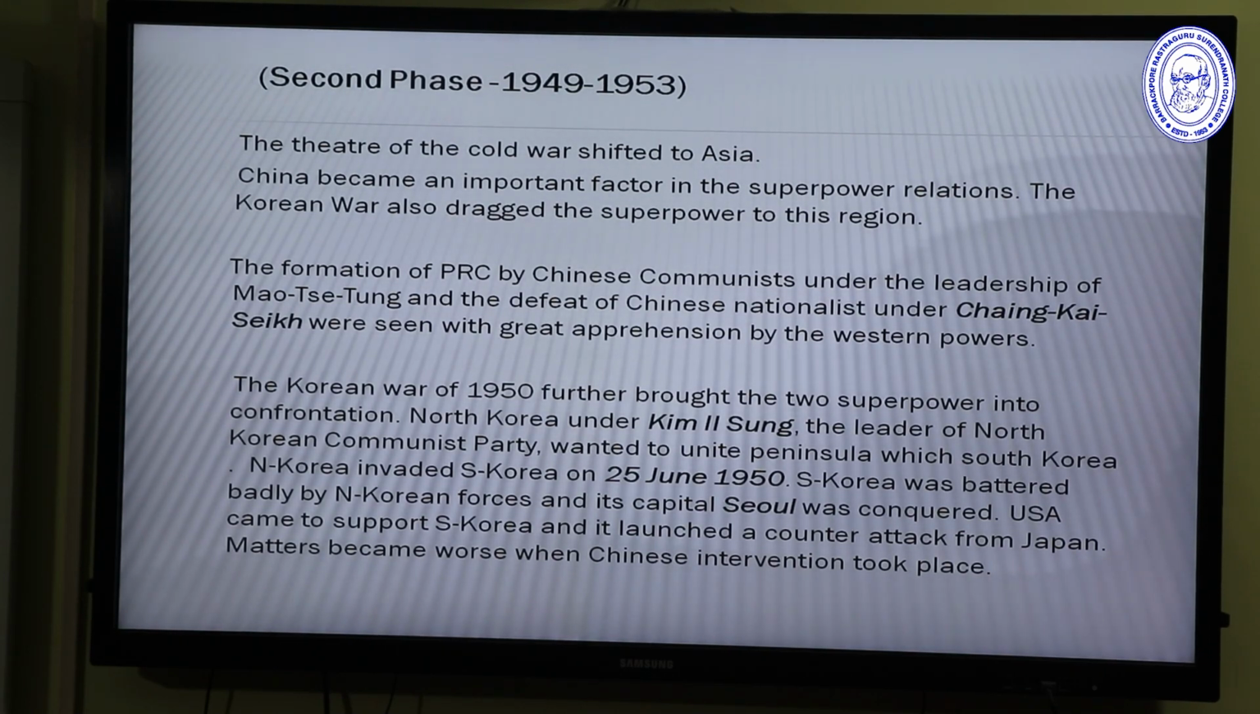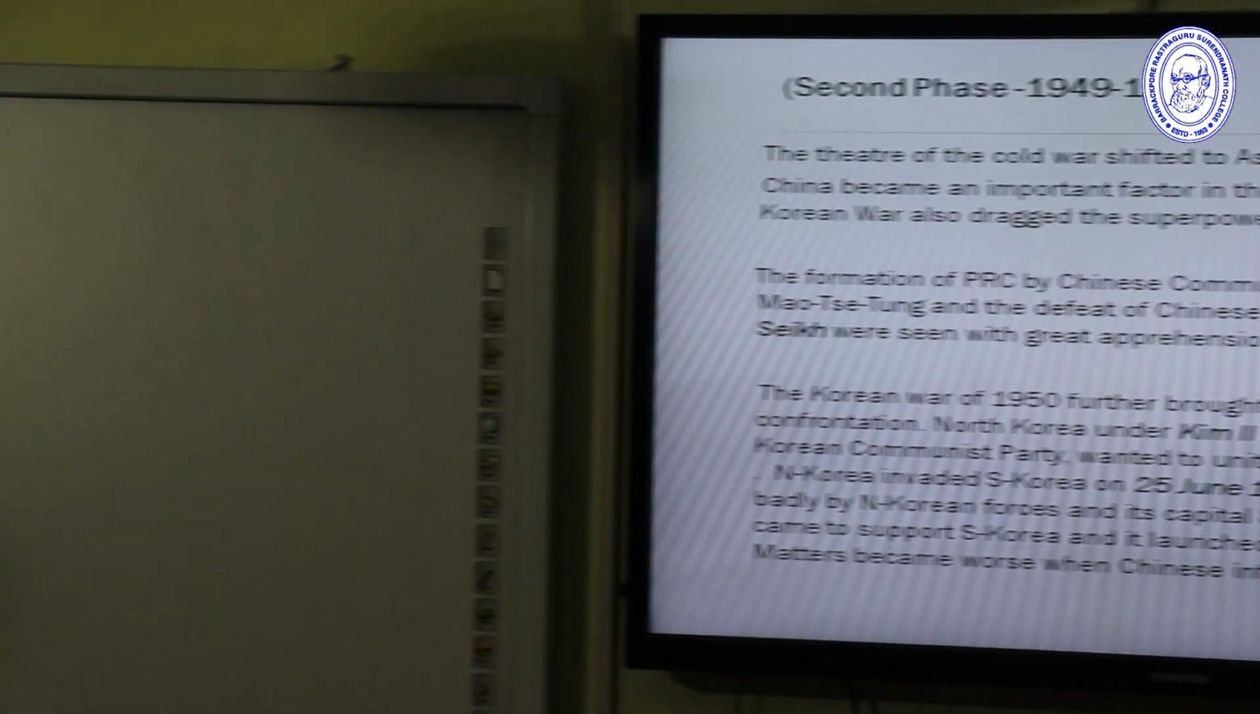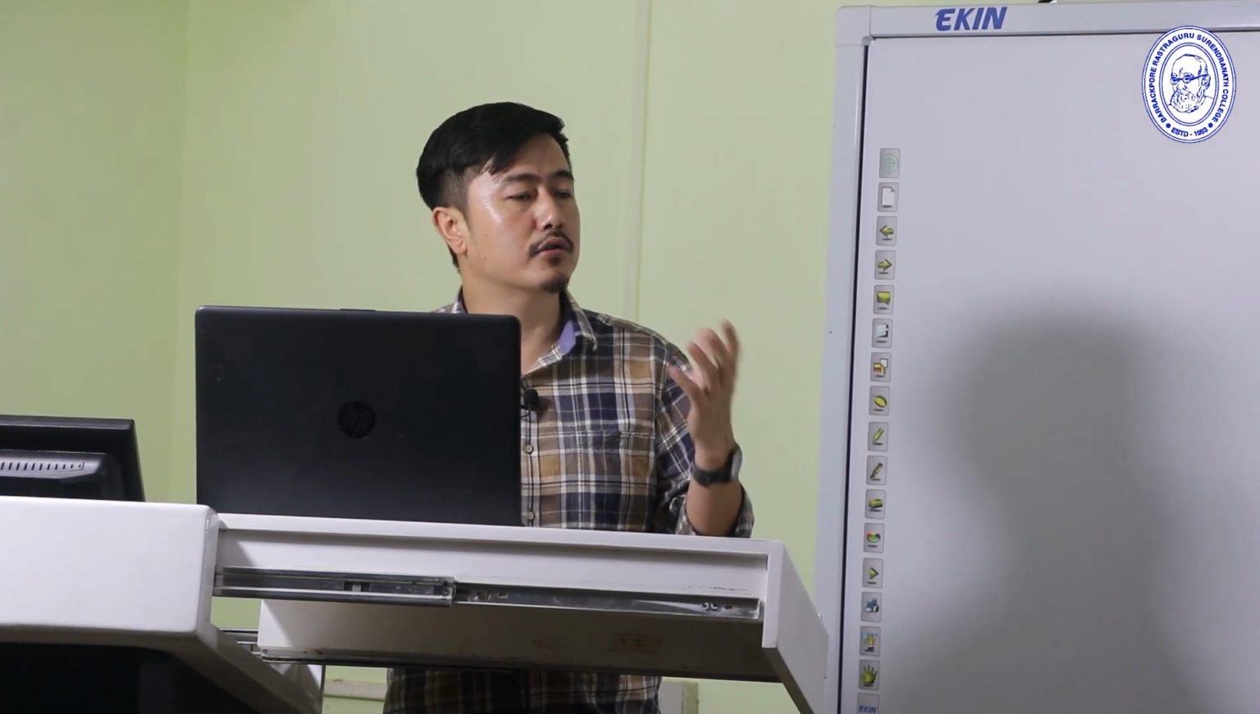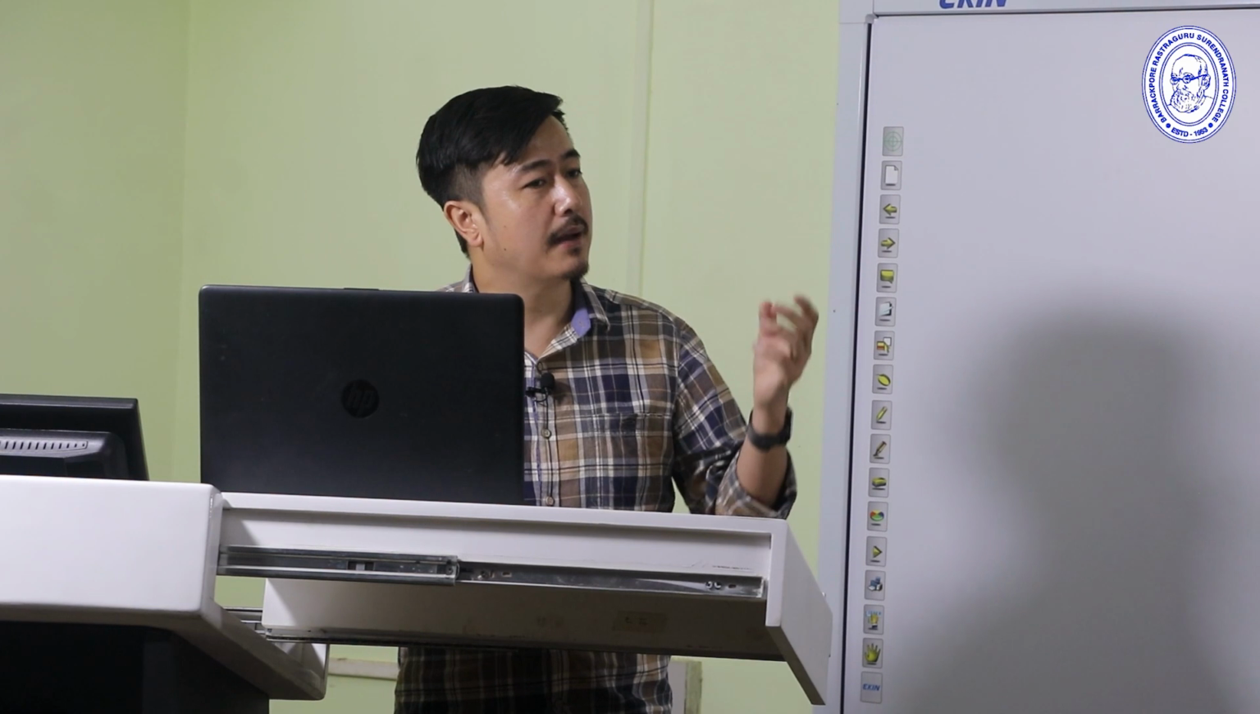And then a similar kind of thing happened in Korea, between North Korea and South Korea. North Korea was under Kim Il-sung, a very important leader, who wanted to unite the entire peninsula. North Korea invaded South Korea on 25th June 1950. South Korea was battered badly by the North Korean forces, and its capital Seoul was also conquered. North Korea's aggressive policy of uniting the two Koreas and even capturing the capital became very important during the second phase of the Cold War.